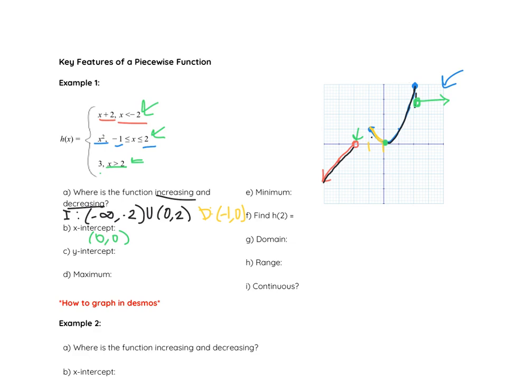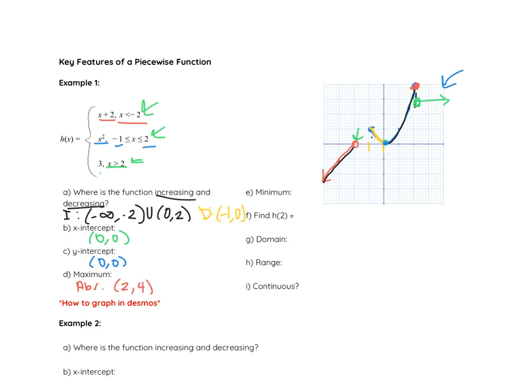Because that is the origin, that is a special point. That's also the y-intercept. It's where it crosses both the x and the y axis. And so the y-intercept is also that point (0, 0). Now, if we look for a maximum, there is an absolute maximum here, and it occurs at (2, 4). Absolute max at the point (2, 4).